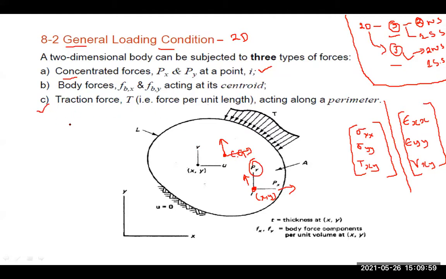Then the third possible loading condition would be the traction force, that is nothing but force per unit length, acting along the perimeter. If the perimeter of the given object is there, it can act on the perimeter. You can see here the arrows acting on the given geometric perimeter. So this is also one of the possible loading conditions in any two-dimensional member.